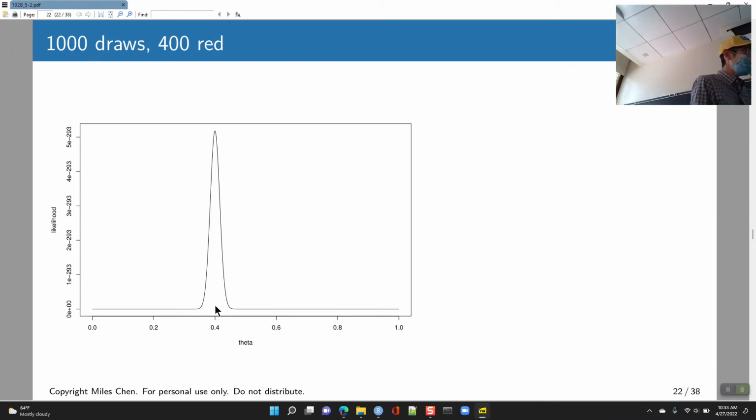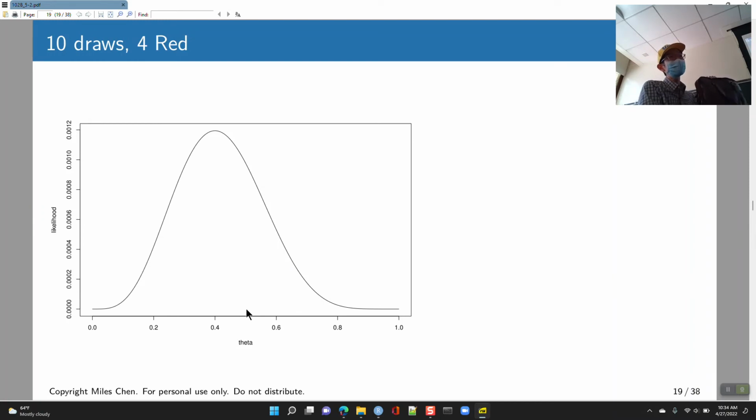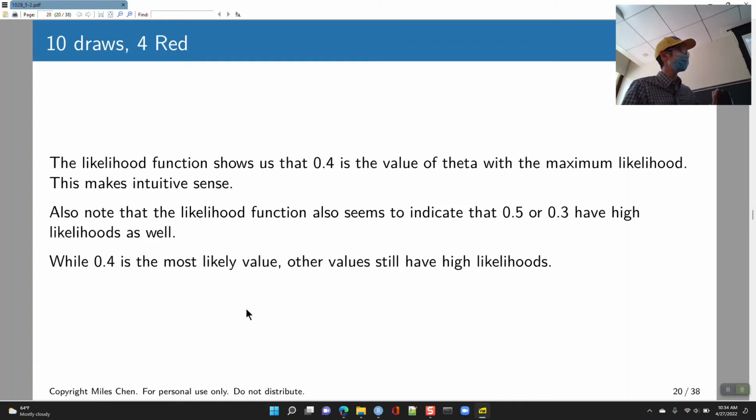If I've drawn 1,000 marbles and 400 are red, now it is no longer believable that my bag is actually 50% red and 50% blue. Back here, when I drew only 10 marbles and got 4 red and 6 blue, if I told you the bag's actually 50% red, 50% blue, you would believe me. You'd say that seems reasonable, because you got 4 red, and we were expecting 5. That doesn't seem that weird.